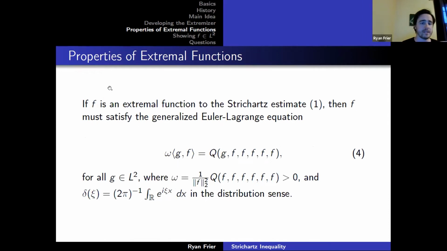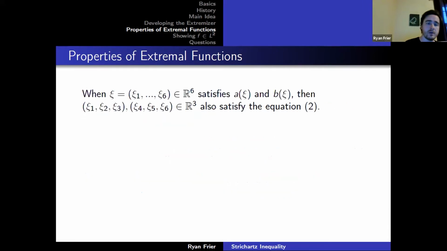Now, if f is an extremal function to the Strichartz inequality, then it must satisfy the Euler-Lagrange equation, which is: for all L2 functions g, we have an omega such that the inner product of the two is equal to Q of g, f, f, f, f, f, where omega is defined down here. We're going to take advantage of this in a moment. When a_k c satisfies this in R6, we can break it up into two parts. That works for equation 2 as well.